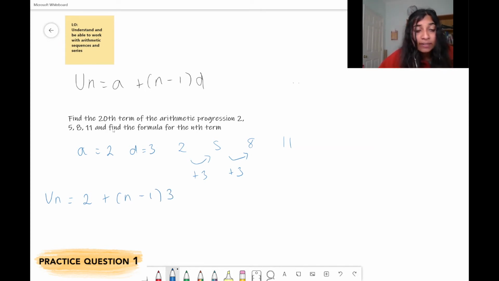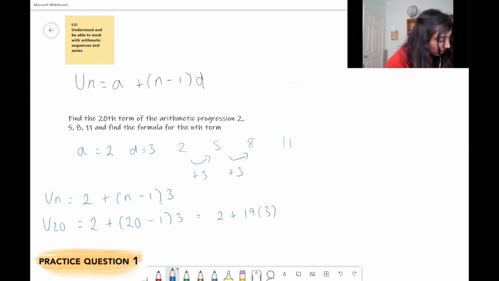To find the 20th term, U_20, we can just plug n equals 20 into this formula. So we'd have 2 plus 20 minus 1 times 3, which is just 2 plus 19 times 3, and that is equal to 59. So that's how you solve a question using the general formula for an arithmetic sequence.